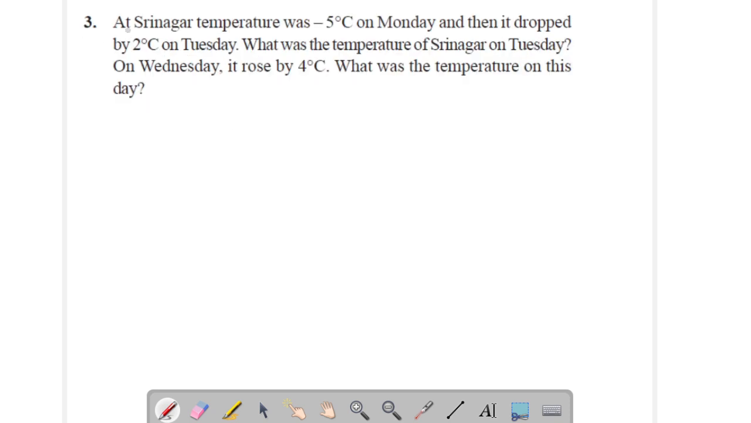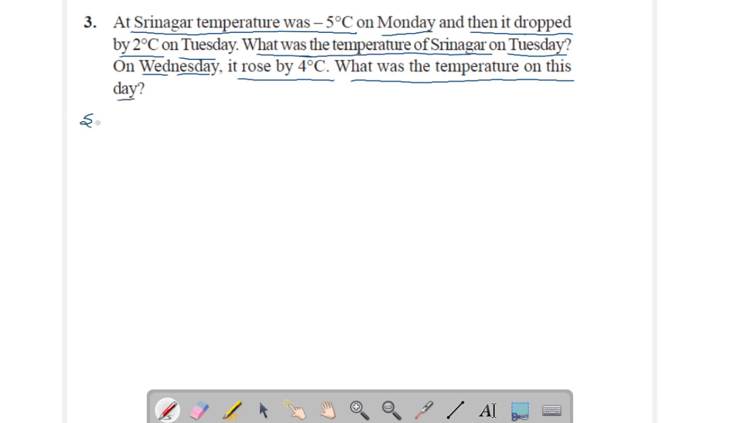Now come to question number 3. At Srinagar, temperature was -5 degrees Celsius on Monday, and then it dropped by 2 degrees Celsius on Tuesday. What was the temperature of Srinagar on Tuesday? On Wednesday, it rose by 4 degrees Celsius. What was the temperature on this day? See the solution.